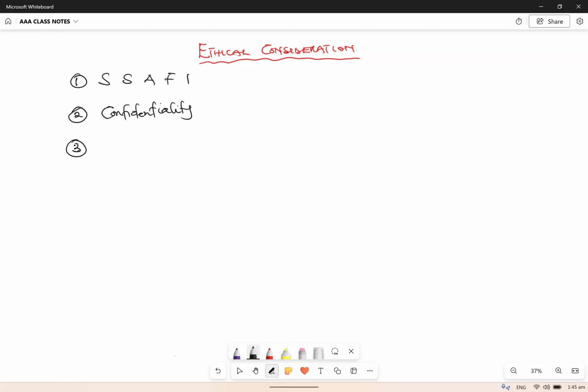3 is conflict of interest. And you will see situations where we should adopt the conflict of interest framework to answer the question. I call it C of I. Then the last one is I of C. I of C is about the integrity of the client.